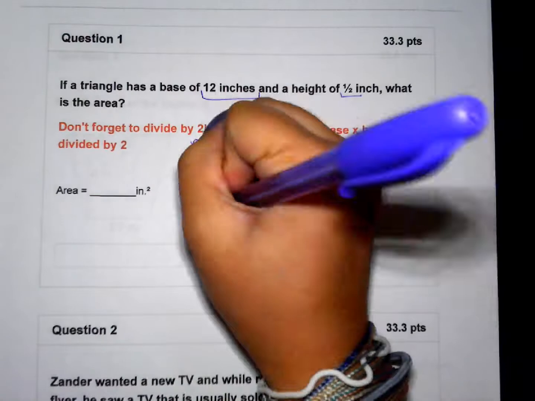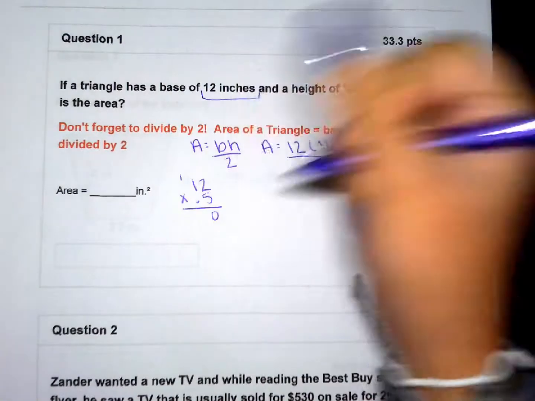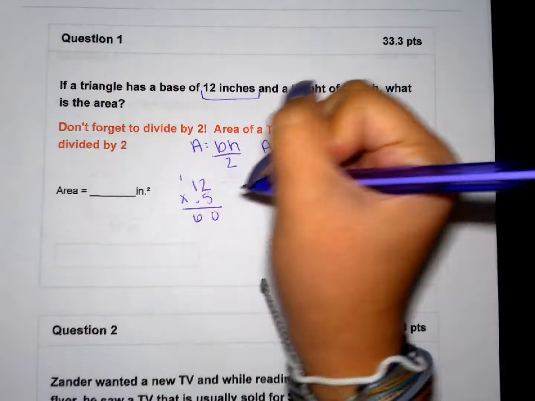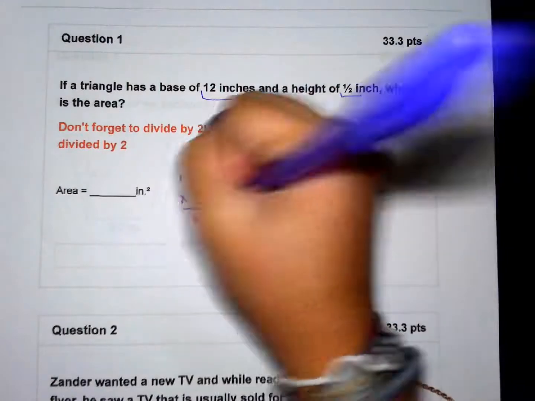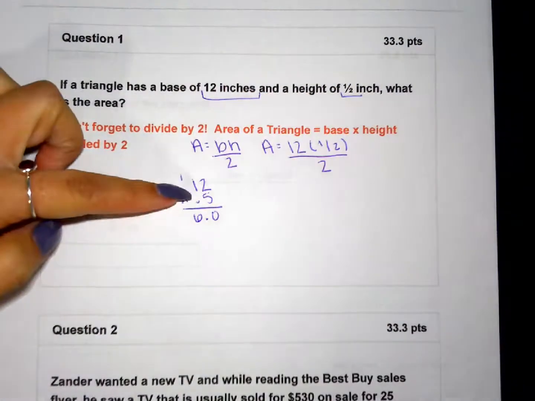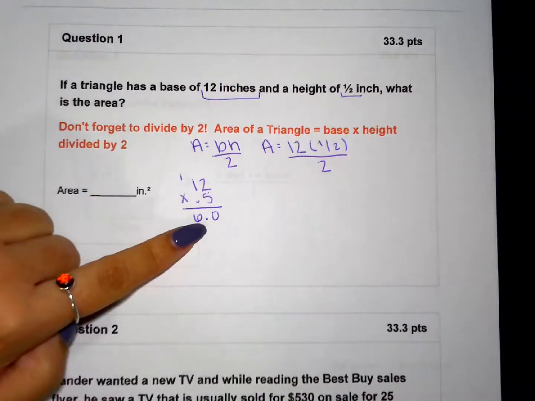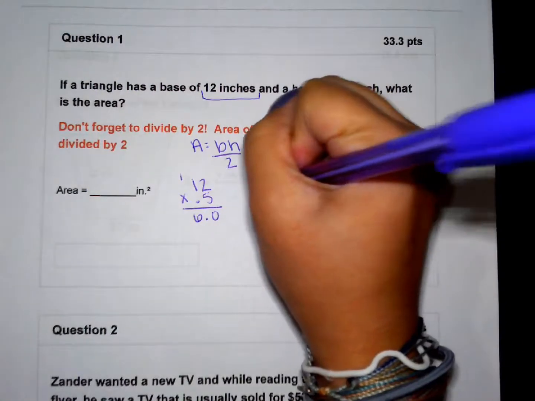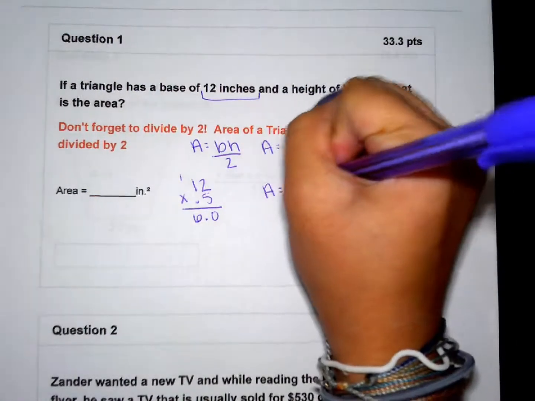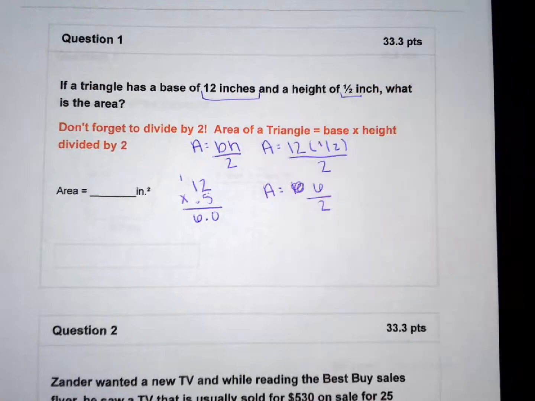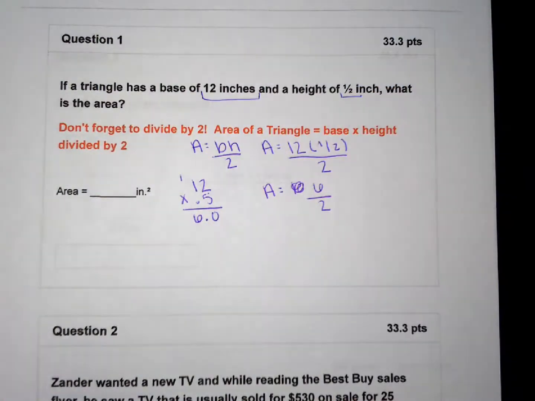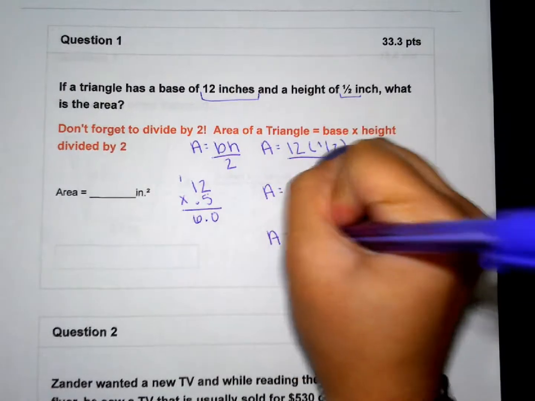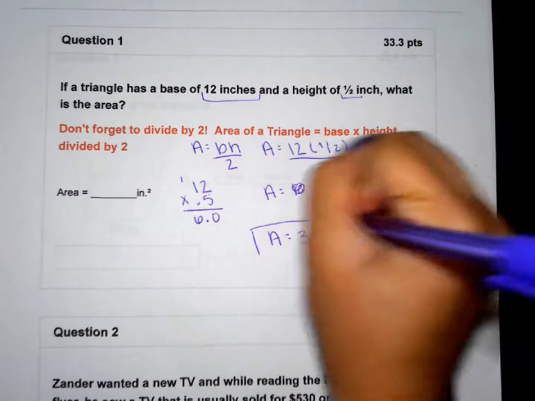We have 5 times 2 is 10. Carry the 1, and 5 times 1 is 5 plus 1 is 6. And we put our decimal right there because we have 1 decimal place in the original, so we move it over 1 in the answer. So we have 6 for the top part of our equation. So we have 6 divided by 2. And we easily know that 6 divided by 2 is 3. Therefore, our area is equal to 3 inches squared. Okay.